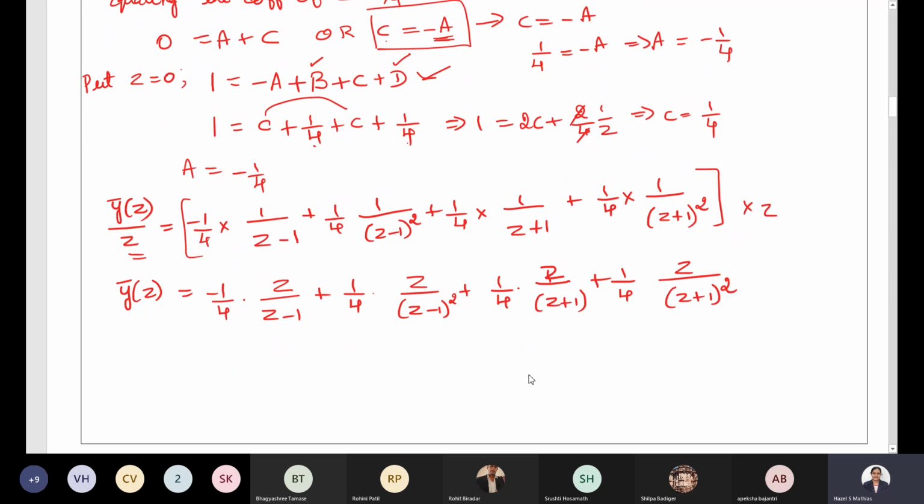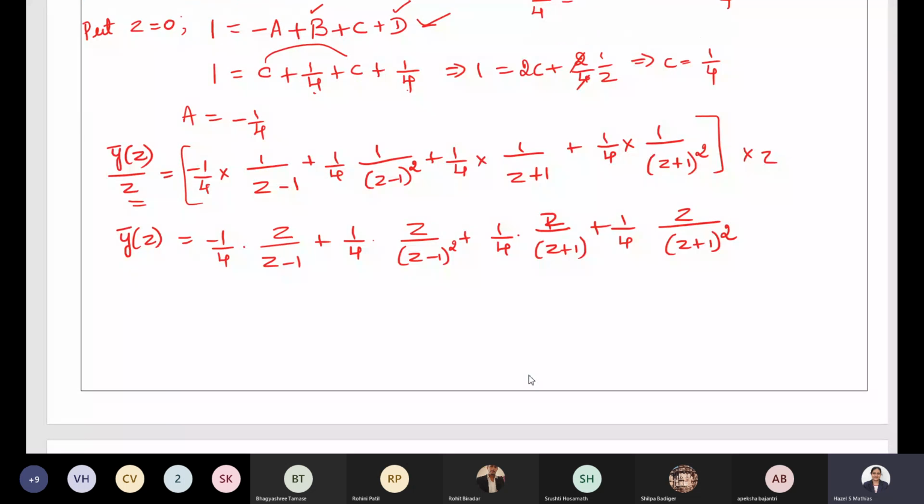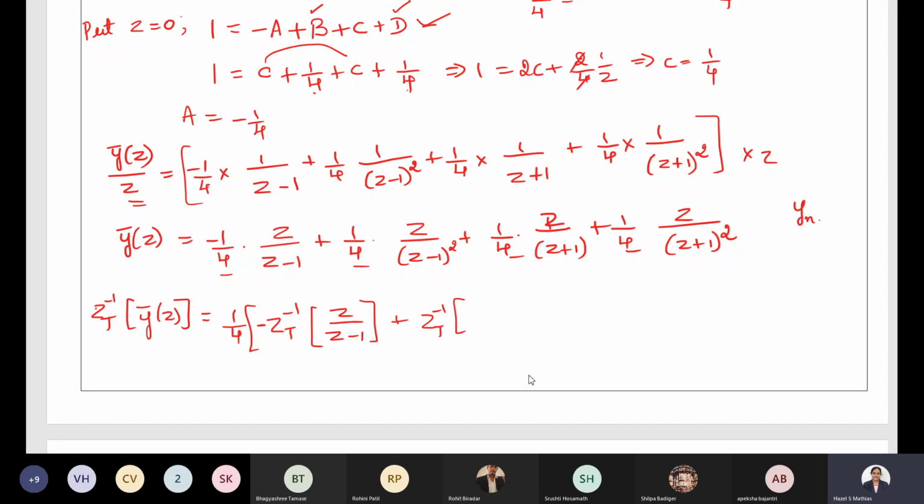Next, you can see over here 1 by 4, we want y n, the solution. In order to get the solution, we apply inverse z transform, that is z inverse of y bar of z. We apply inverse z transform on both sides, and 1 by 4 is the common term in all the 4 expressions. Let me take that outside and then apply the inverse z transform. So there is a negative sign, so minus inverse z transform of z by z minus 1, then plus inverse z transform of z by z minus 1 whole square.